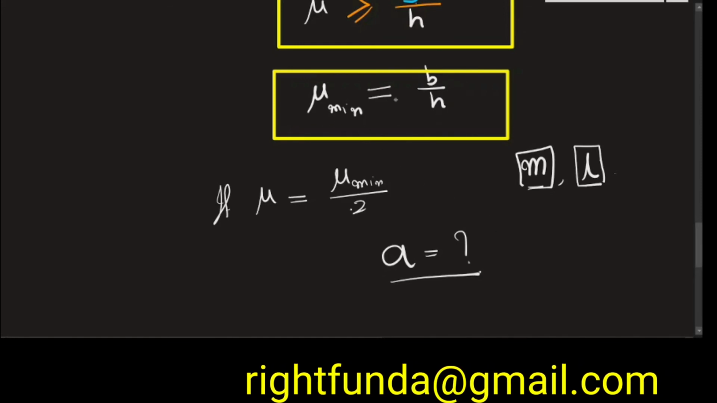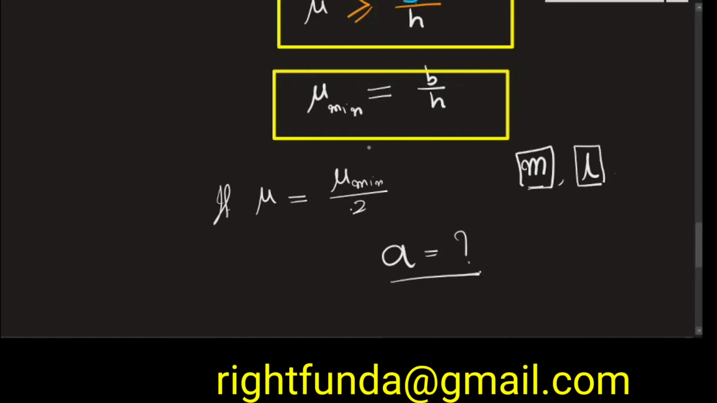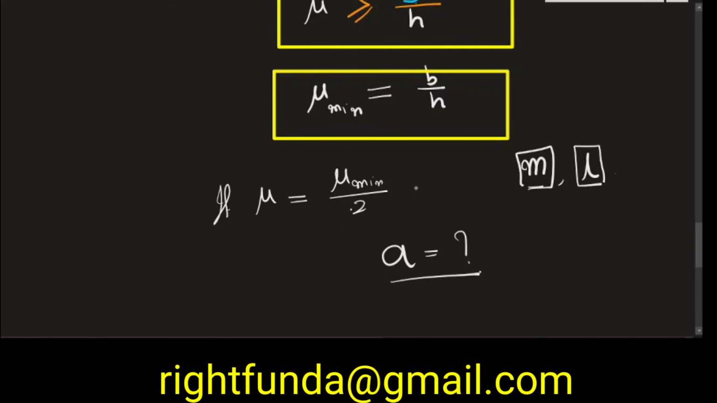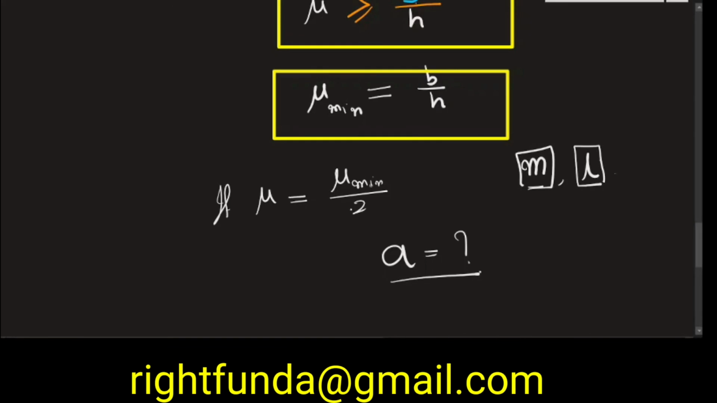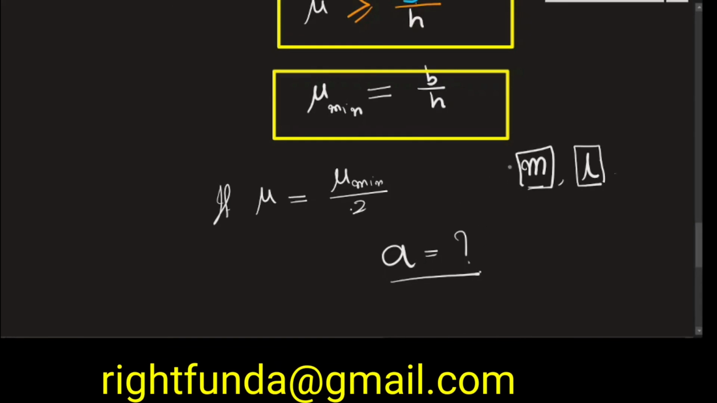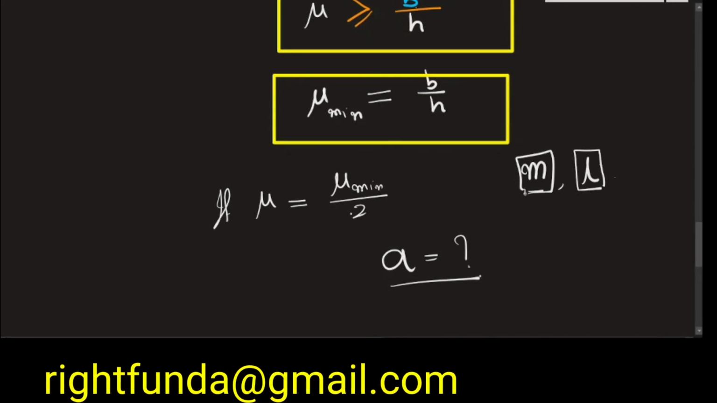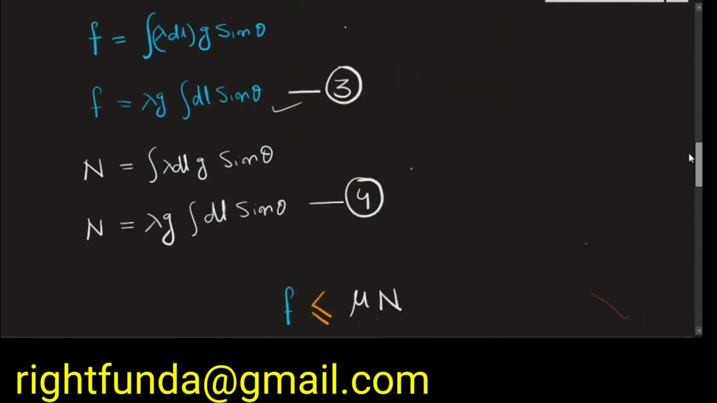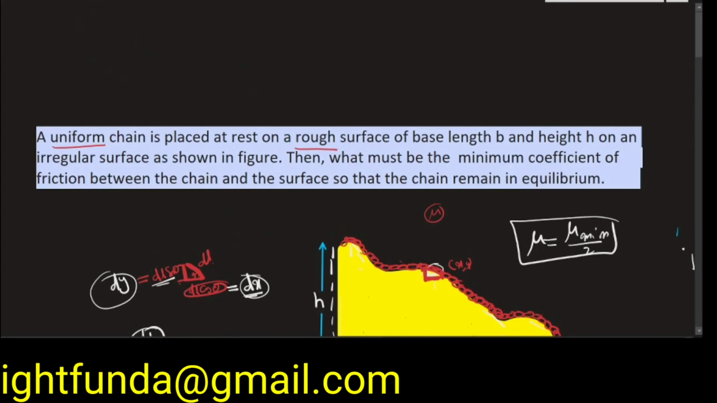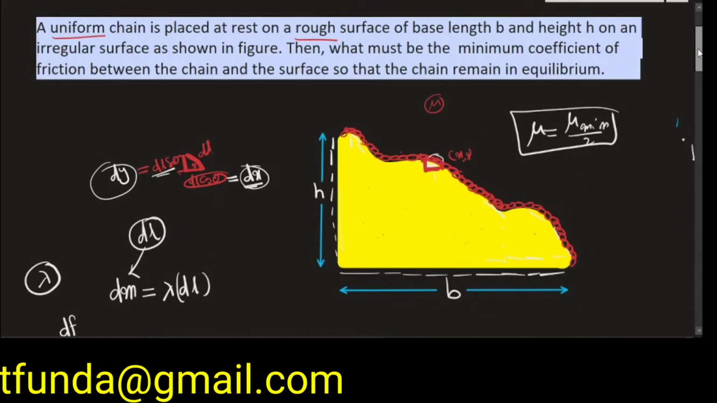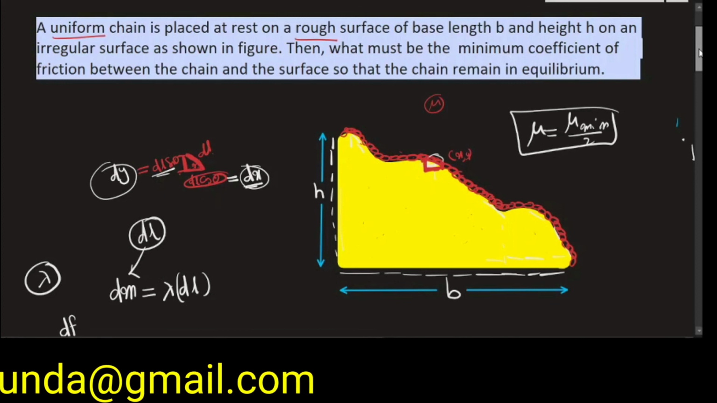We have calculated the minimum required, but suppose the minimum is not satisfied and mu is lesser than this value. If the coefficient of friction is half of the required minimum value, then calculate the initial acceleration with which the chain will start sliding down, if the mass of the chain is m and its length is l. It is very easy. Calculate this value and write in the comment box what answers you are getting.